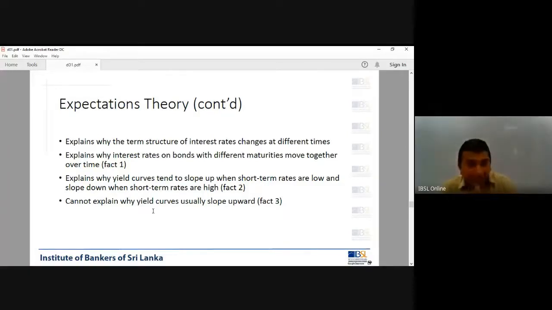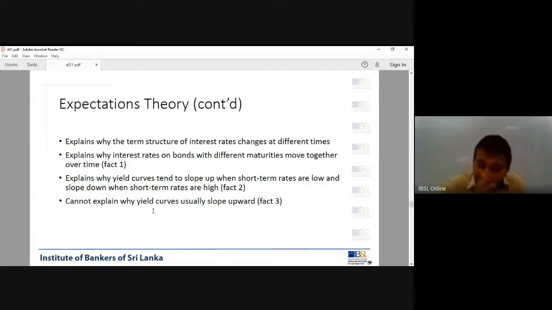Okay, and it also explains why the yield curves tend to slope up when short term rates are low and slope down when short term rates are high. It's very clear when you look at 2 year period interest rates, right? When the short term first period rate goes up, the curve tends to be downward sloping, to make the 2 period investment's interest rate lower today. If the 1 period interest rate is low today, it would make the longer tenor interest rates higher. That means it's upward sloping, but it's still difficult to explain.